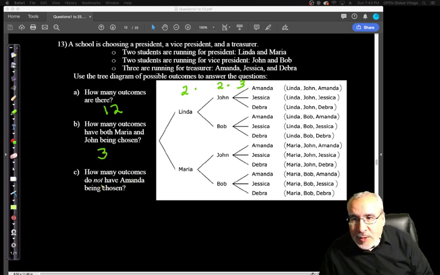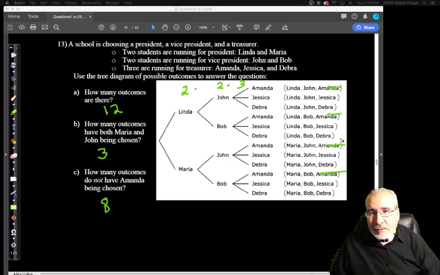How many outcomes do not have Amanda? So Amanda, where she's over here, so maybe a little bit harder, but basically each of these will be taken out. So you take out that one, that one, that one. So you're taking away 4 from 12. So you're going to have 8 left. And again, you could count them physically or just take 4 from 12.